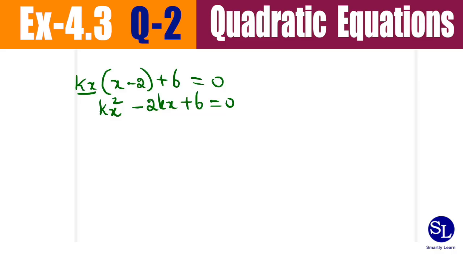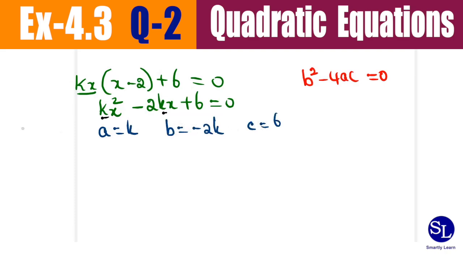Since they gave us, we need to find the value of k, and the condition is the roots are real and equal. So, we are going to again compute b square minus 4ac and equate it to 0. For us, we know the value of a is equal to k, the value of b is minus 2k, the value of c is 6. So, let's substitute that here in the b square minus 4ac formula. So, minus 2k the whole square minus 4 into k into 6 is equal to 0.